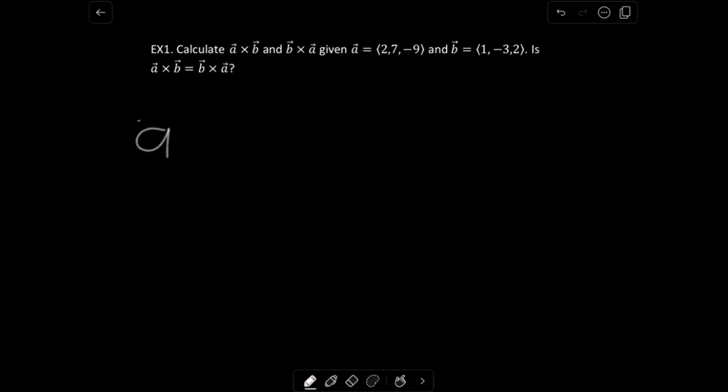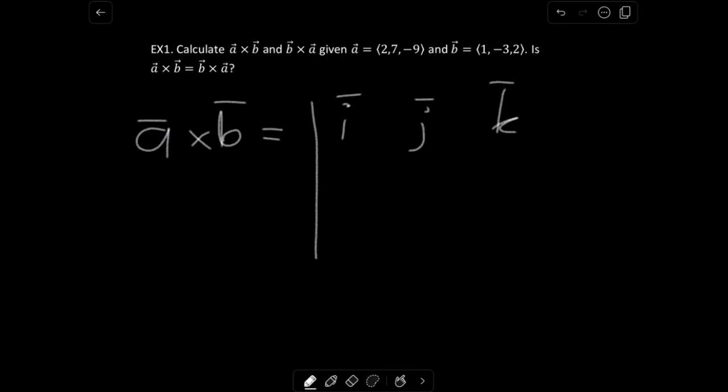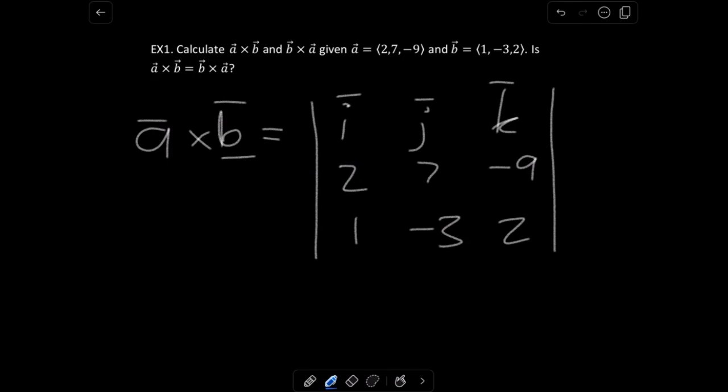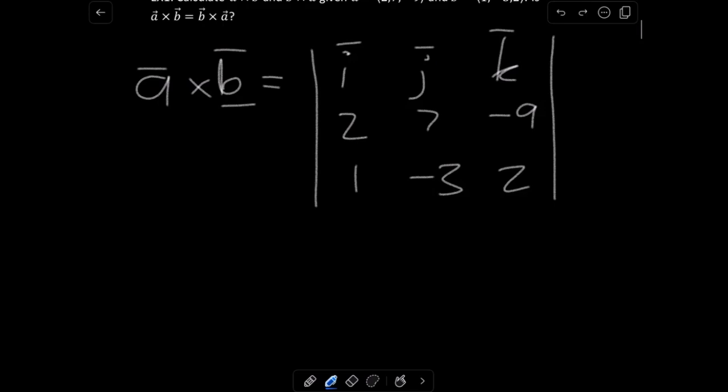We'll work out A times B, and that's equal to the determinant of the 3 by 3 matrix. In your first row, you're going to have i, second row j, third row vector k. In the second row, you're going to have the components of vector A, so that's 2, 7, and minus 9. Then in the third row, we're going to have the components of vector B, so that's 1, minus 3, and 2. Now what we're going to do is use cofactor expansion along the first row. We're going to look at that i, j, and k, and you'll generally always do this.